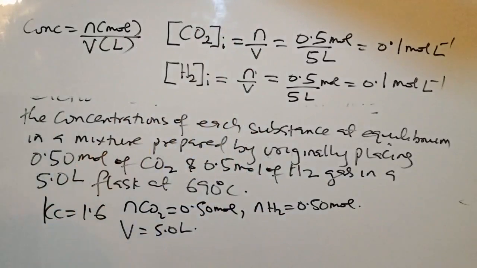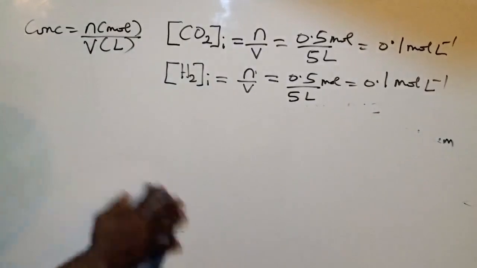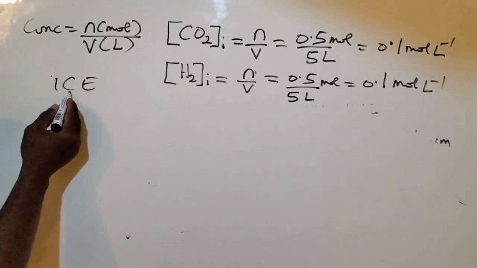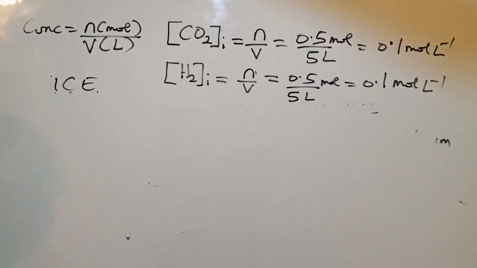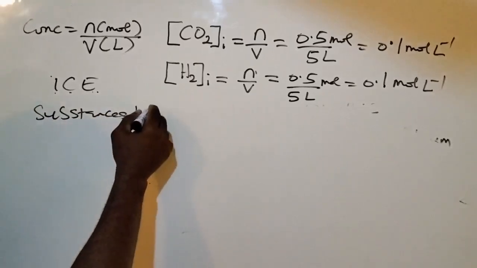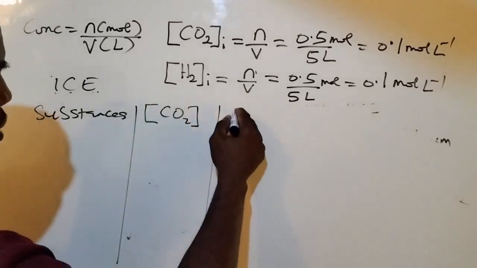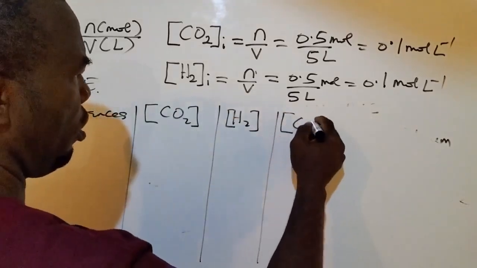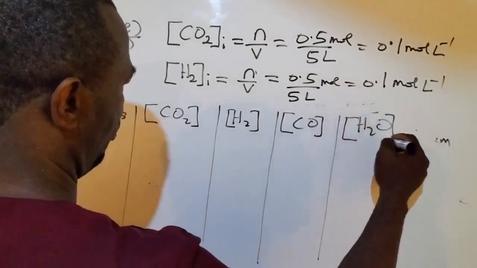Then, what do we do? We're going to prepare what I call the ICE table. What does ICE mean? ICE table means initial, change, equilibrium table. So the table will look like this: substances. Then I write here the reactant CO2 and the other reactant hydrogen. The product will have CO, and the other product will have steam, water vapor. So these are the concentrations.